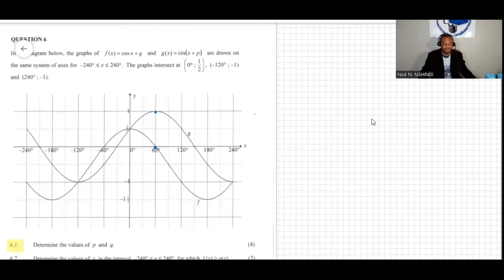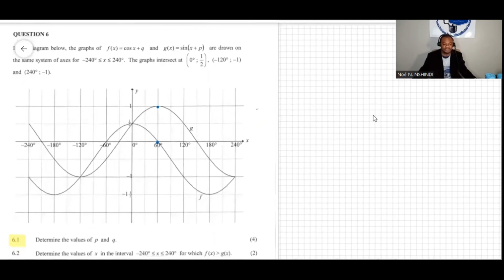Now, question 6.1 says determine the values of p and q. All right, we have the graph of f of x, this function, which is equal to cos x plus q, and g of x is the other function, given by sine of x plus p. 6.1 says determine the value of q and p. So we want q, and we also want p.